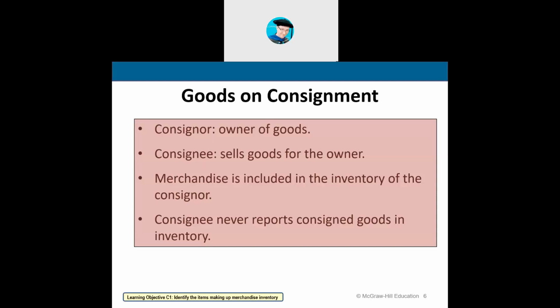The consigner is the owner of the goods. The consignee sells the goods on behalf of the owner.